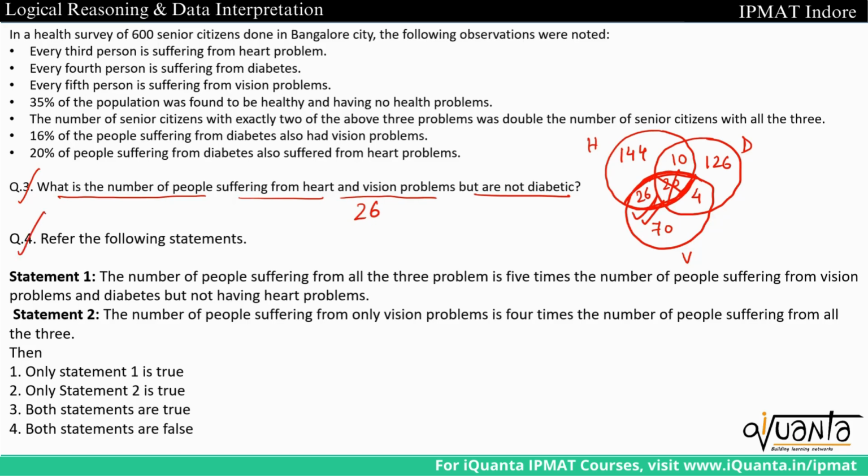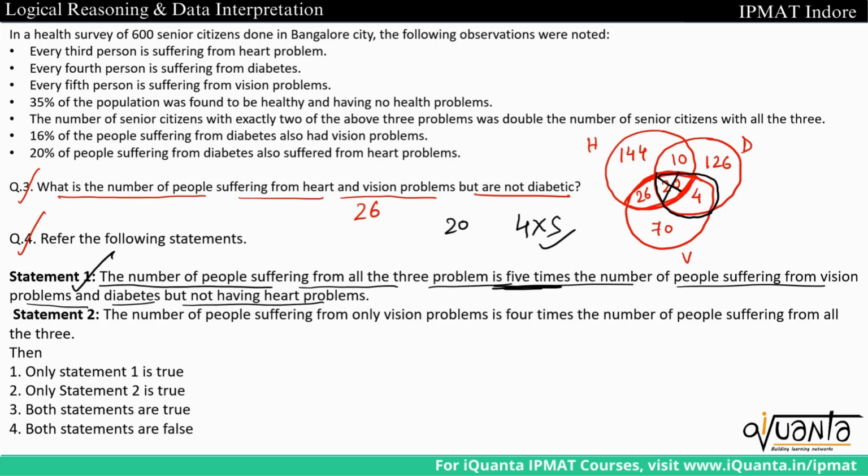Fourth one is, refer the following statement. Statement 1 is, the number of people suffering from all the three problems is 5 times the number of people suffering from vision problems and diabetes but not having heart problems. So number of people suffering from all three problems, it is 20. Now we need to focus upon the number of people suffering from vision problem and diabetes but not heart. So vision and diabetes means we'll take this whole region first, and it is talking about not heart, so we'll remove the portion of heart, that means it's 20. So we are left with just 4. So yes, it is 5 times, that means 20 is 5 times 4. So that means first statement is correct.